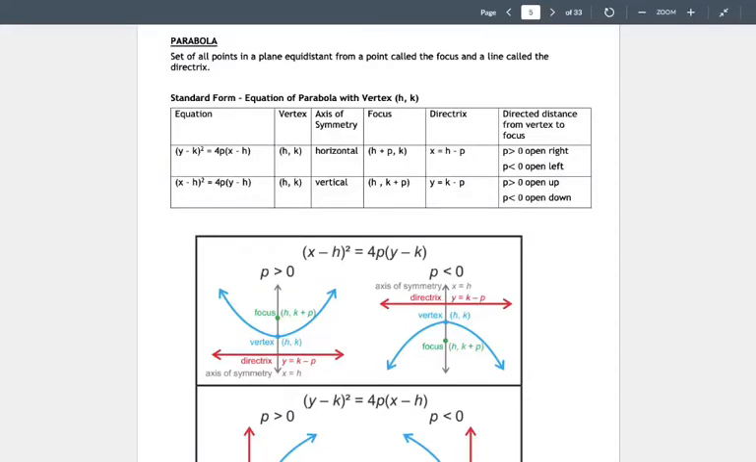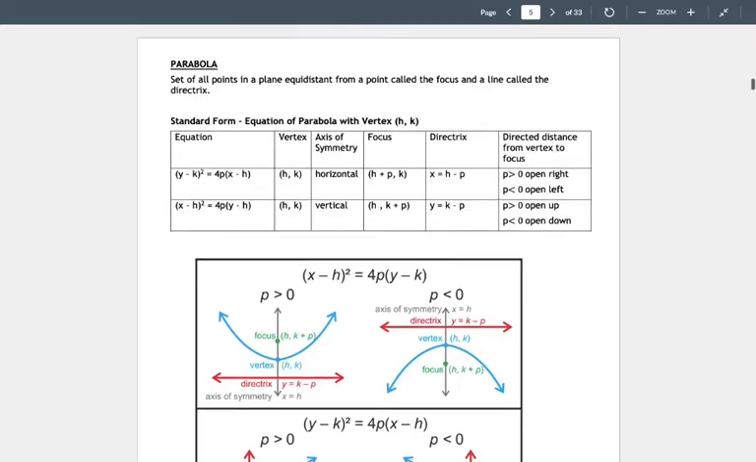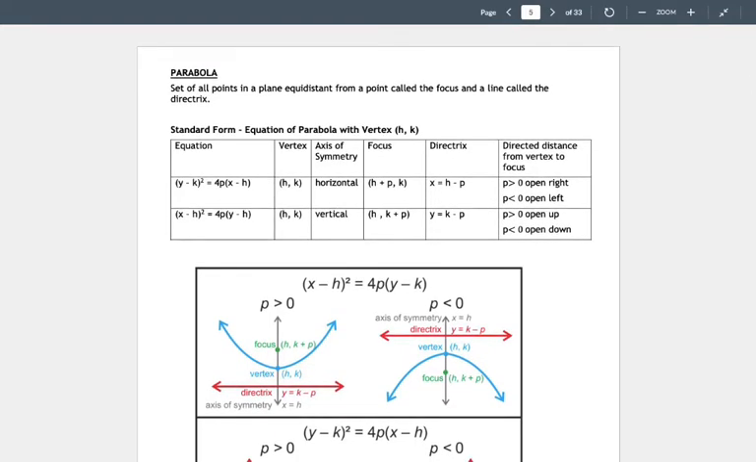Okay, now we're going to do notes over parabolas. Parabolas are another conic section, and they're the set of all points in a plane equidistant from a point called the focus and a line called the directrix. So in Algebra 1 and 2, you learned different forms of how to write the equation of a parabola.